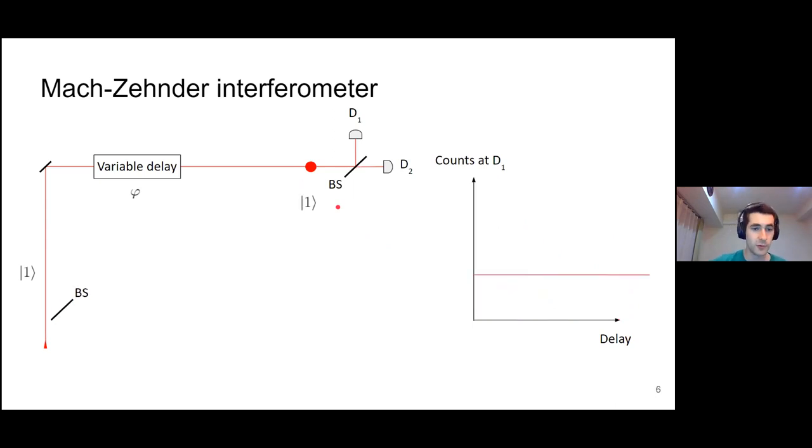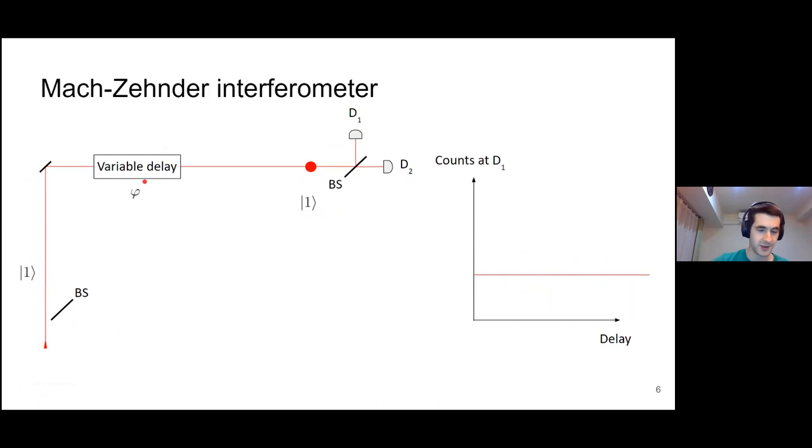Now, if we were to remove this beam splitter, it means that every photon will be in state one. And at D1, 50% of the time, the photon will finish at D1 and there will be no interference, the same number of counts for any value of the delay.